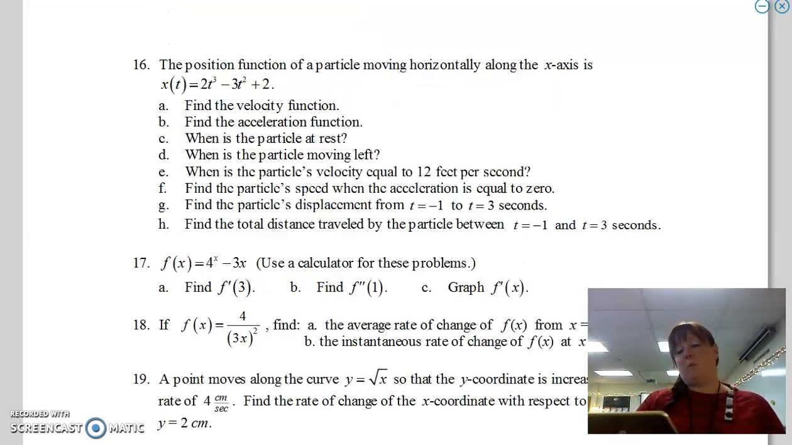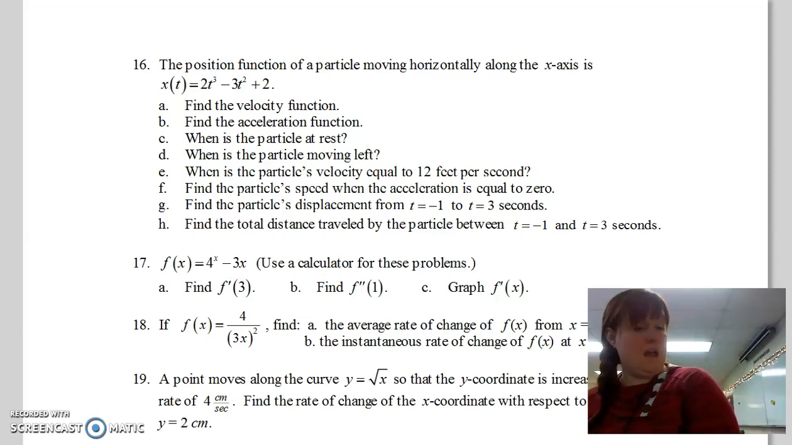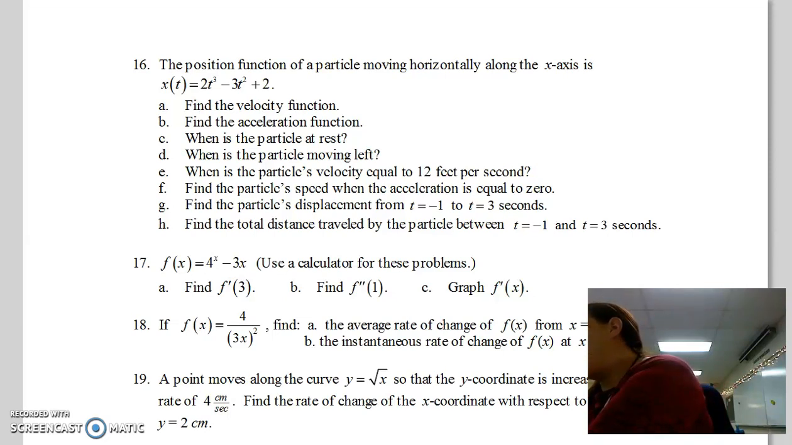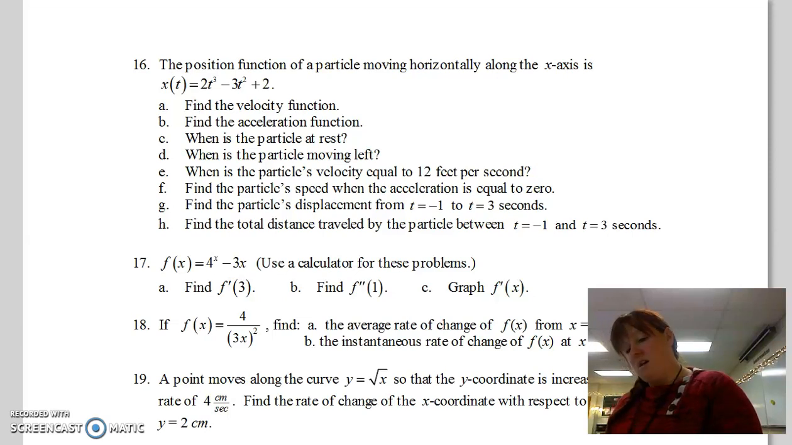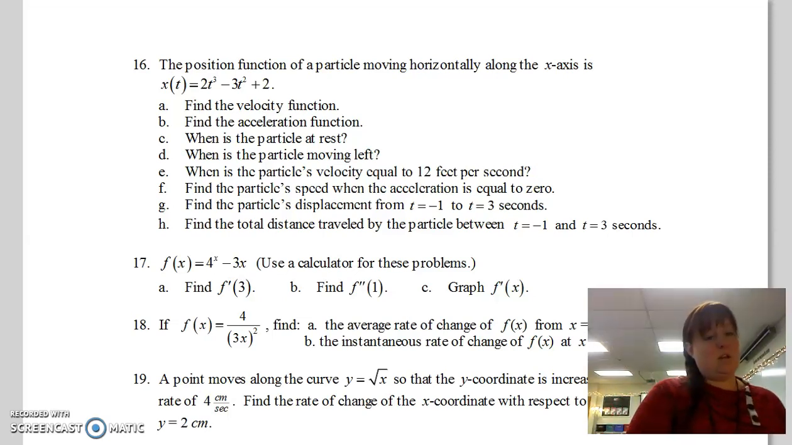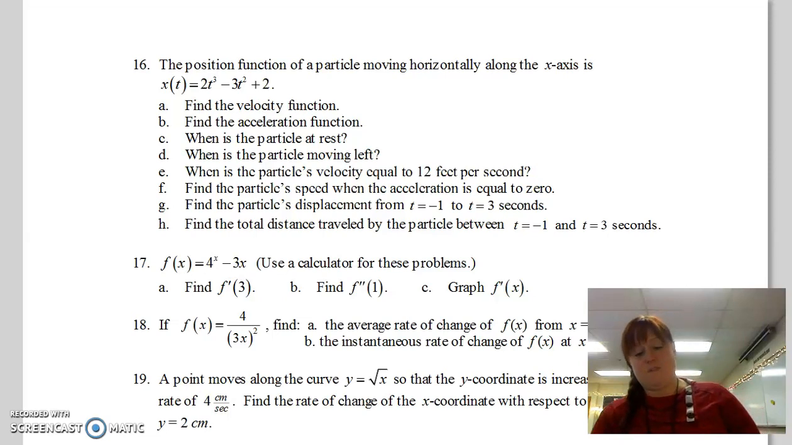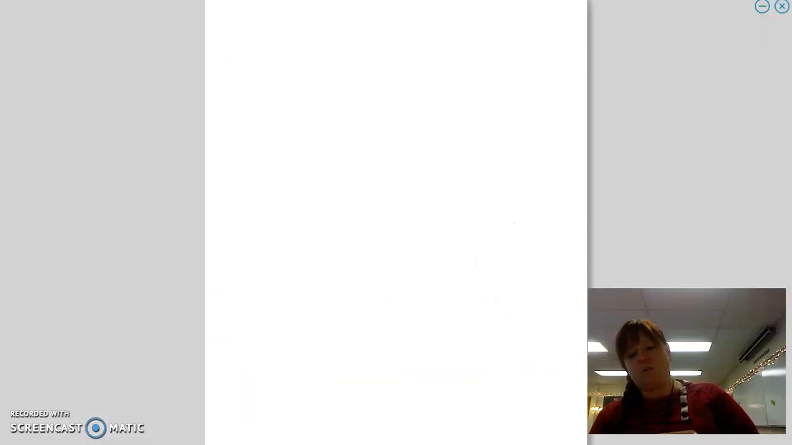Okay, so the position function of a particle moving horizontally along the x-axis is given. So we want to find the velocity function, and let me go ahead and read this off of my book so that you don't have to keep erasing. Okay, so there's our position function, and we want to find the velocity function. We'll just go ahead and do a nice white page.